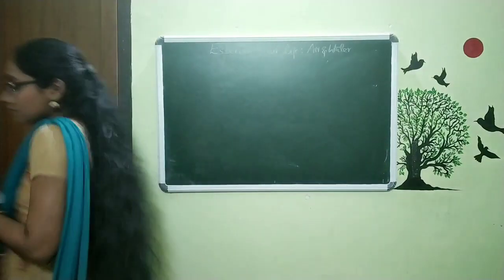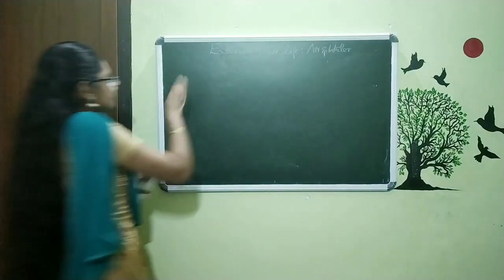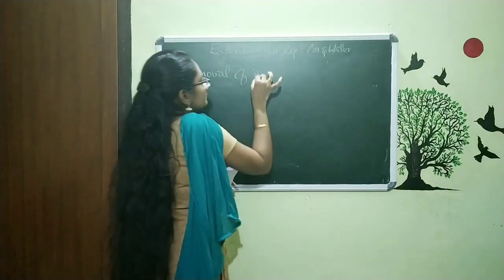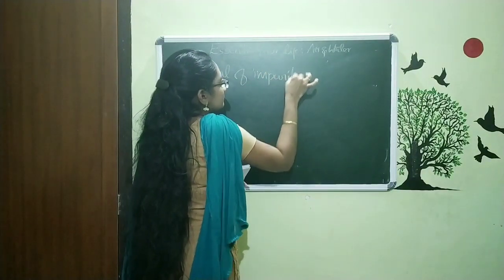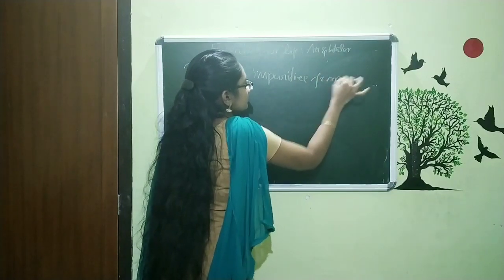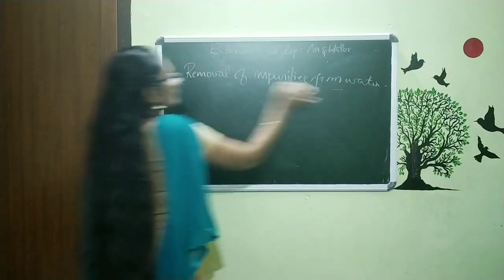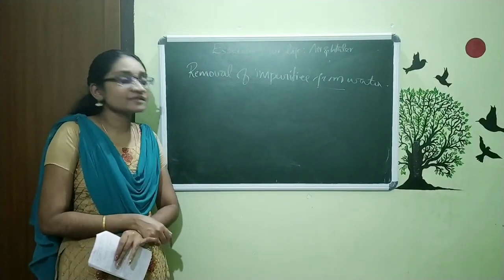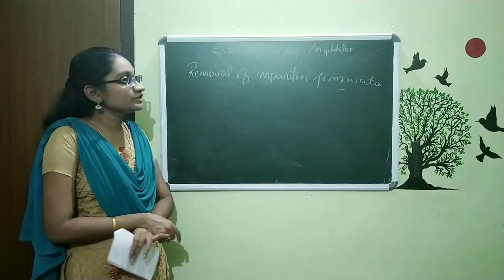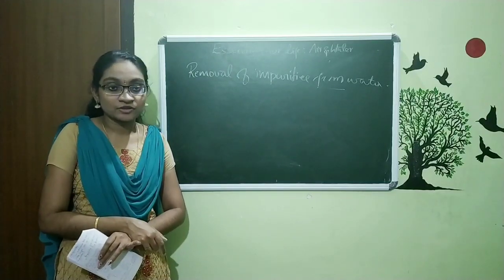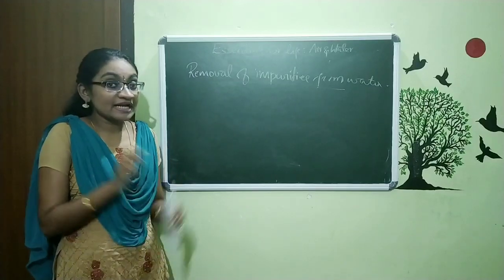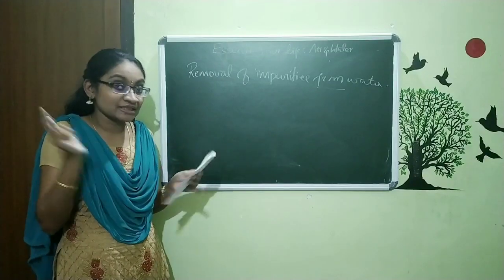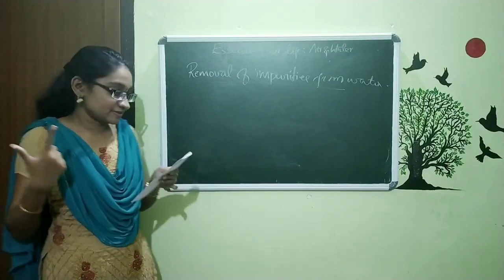Next topic is removal of impurities from water. Already said that some of the impurities are mixed in water. And now we want to remove these impurities from water to make it useful. So there are different methods to make this pure. That means we can separate these impurities in different methods, and now we are going to discuss that.